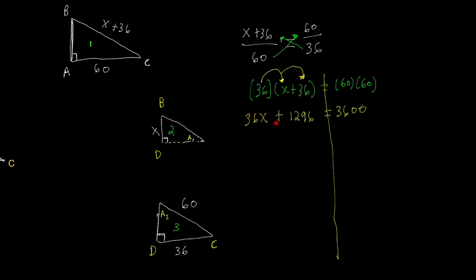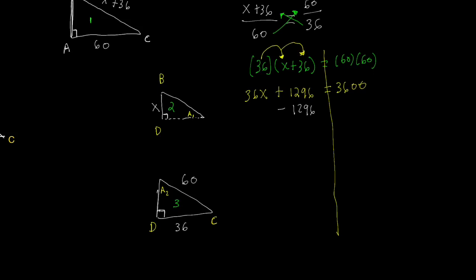In order to achieve that, we've got to get rid of this 1296. It's a positive 1296. So applying the inverse operation, we're going to be able to get rid of it. So subtract 1296. Whatever I do on the left, I have to do on the right. So 1296. The 36x, nothing happens to it, so that one just drops. But 1296 minus 1296, that's going to be 0. And then 3600 minus 1296, that's going to give us 2304. 36x plus 0, that's 36x.